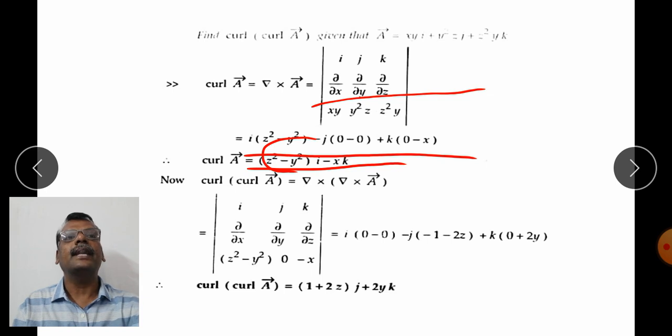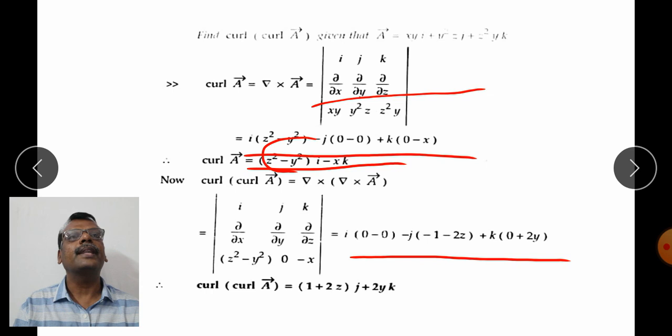Expanding this determinant and applying the partial derivatives, we get i into 0 minus j into minus 1 minus 2z plus k into 0 plus 2y. Therefore curl of curl a bar is equal to (1 plus 2z) j bar plus 2y k bar. And again we move to the next problem.